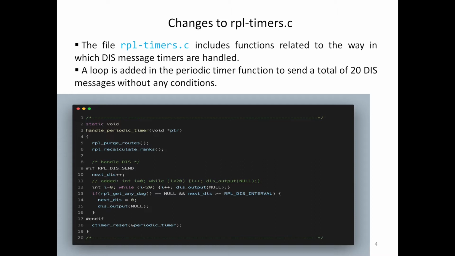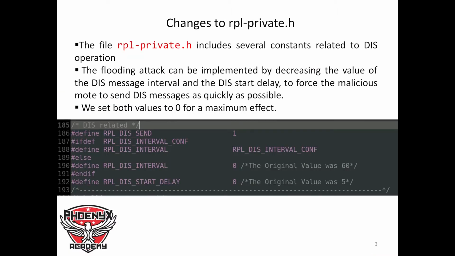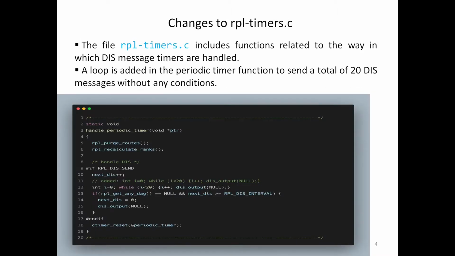I will provide these files with all these modifications, so that all you have to do is create a new Contiki instance, name it flooding attack, and replace the rpl-private.h and rpl-timers.c files with the malicious modified files that I'm going to provide to you. From there you'll be able to generate a malicious node from that modified Contiki instance.